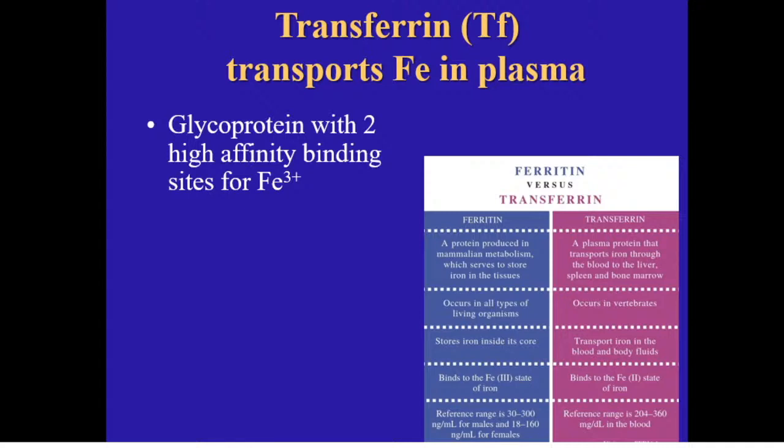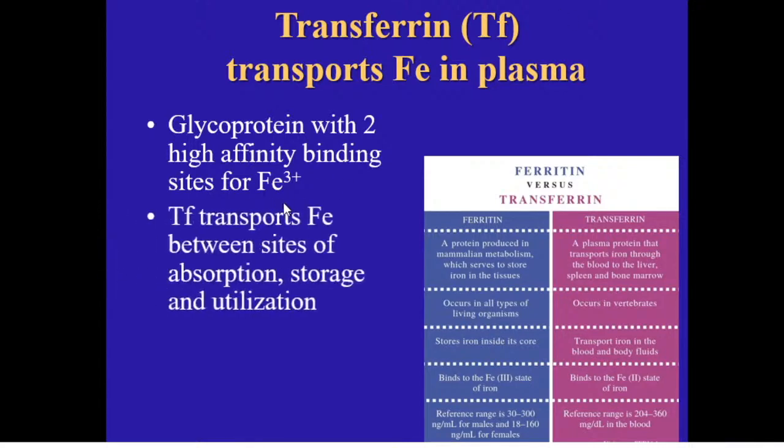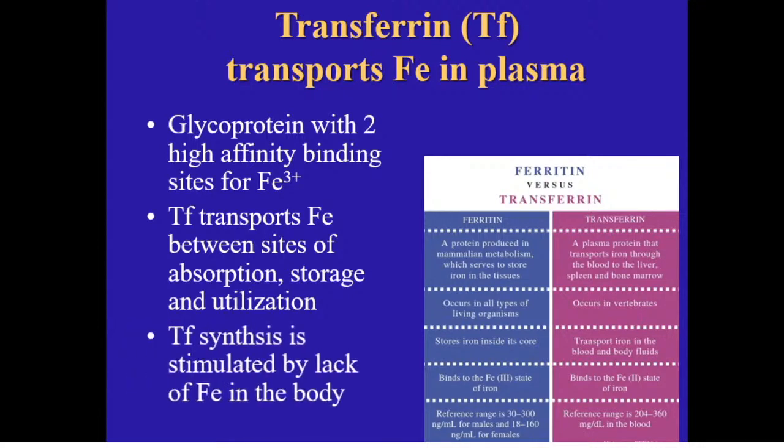A glycoprotein with two high affinity binding sites for iron, Fe3+. Transferrin transports iron between sites of absorption, storage, and utilization. This is not a function of ferritin. Be careful, you are confusing them very often. Synthesis is stimulated by lack of iron in the body or decreased uptake.